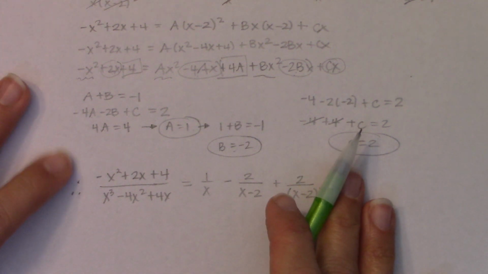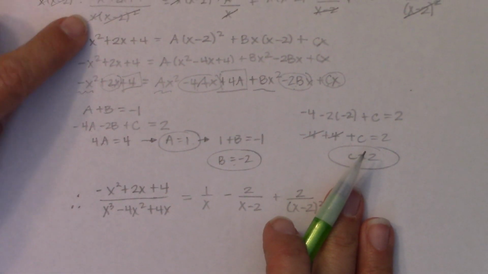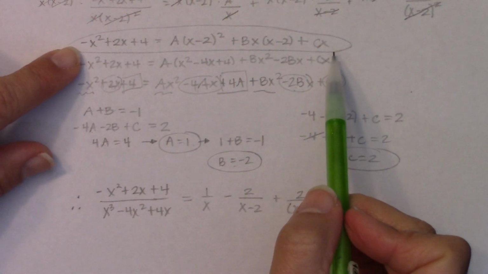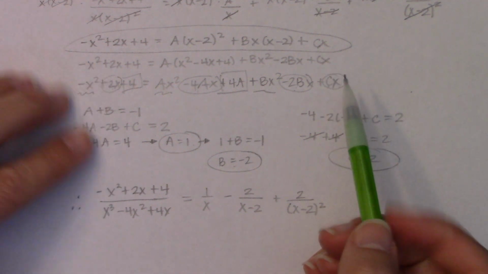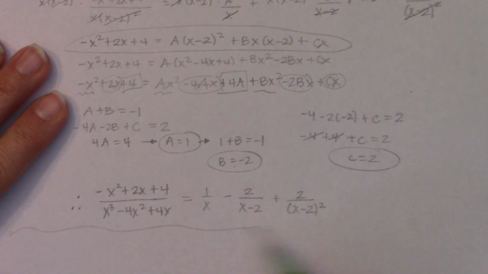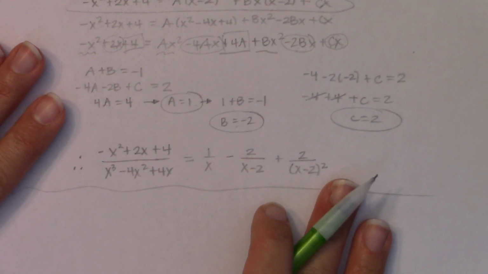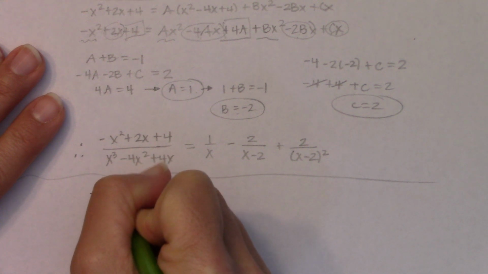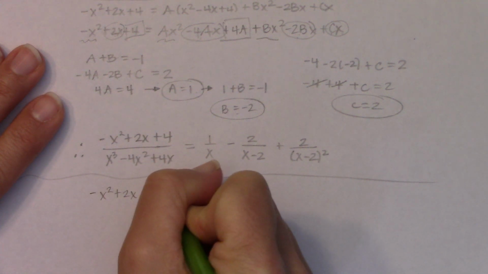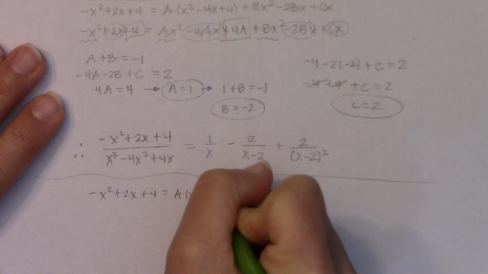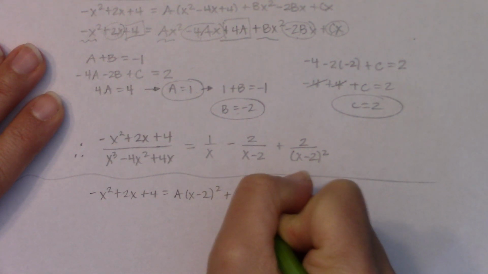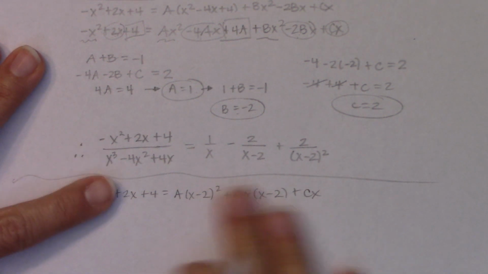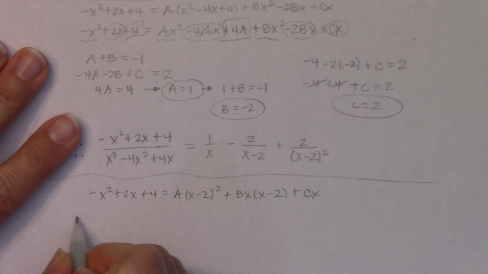Now what I want to take us through, and I might need to scooch this back down just a wee bit, I want to go to this equation here. Let's say I went from this step and I didn't multiply everything out. So I'm going to put a little separation and I'm going to rewrite this equation and just show you an alternate way to get a, b, and c. So let's try -x squared plus 2x plus 4 equaling a times x minus 2 squared plus bx times x minus 2 plus cx.